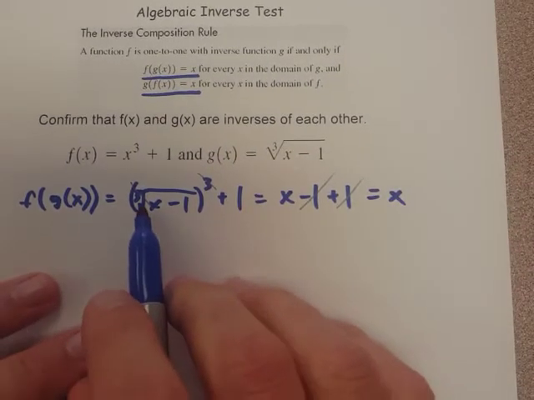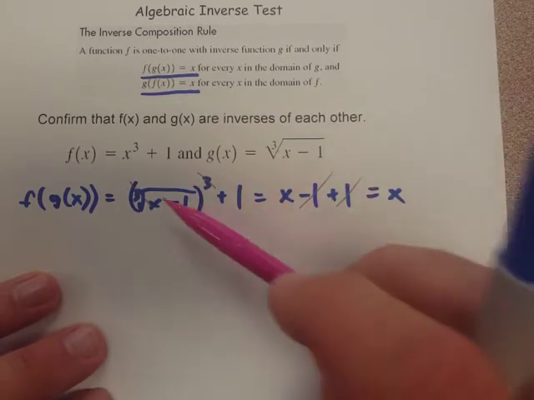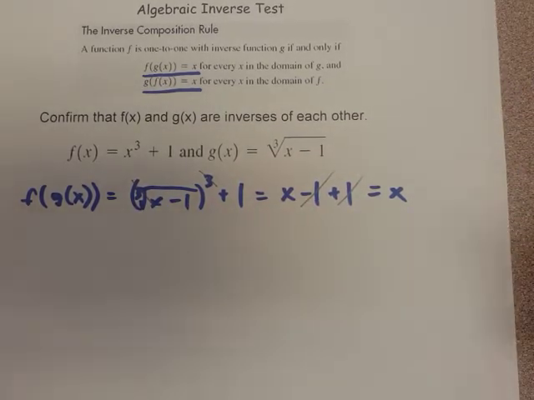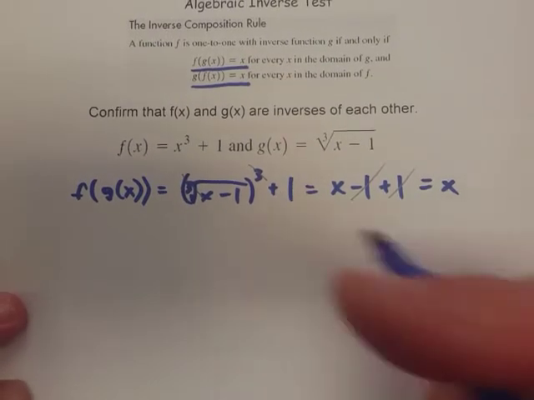If I just went here from the beginning and said, okay, those 3's cancel, the 1 cancels, and just crossed everything out, well, anybody can do that. Anybody can just cross everything out and circle x. That's not going to be all that helpful in proving what we're trying to prove.